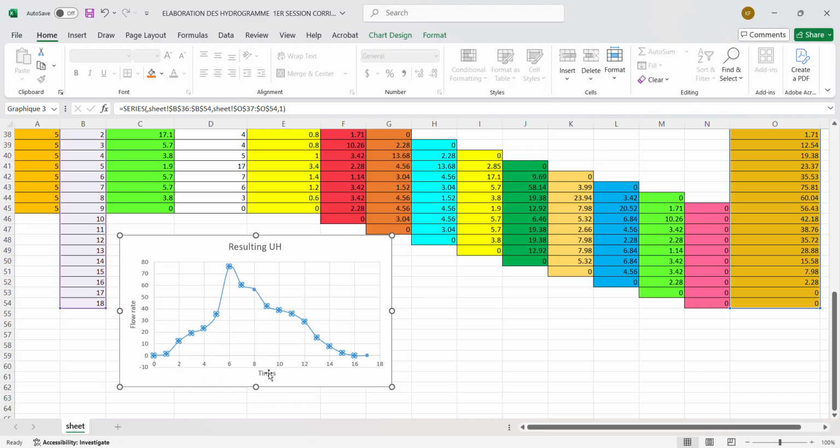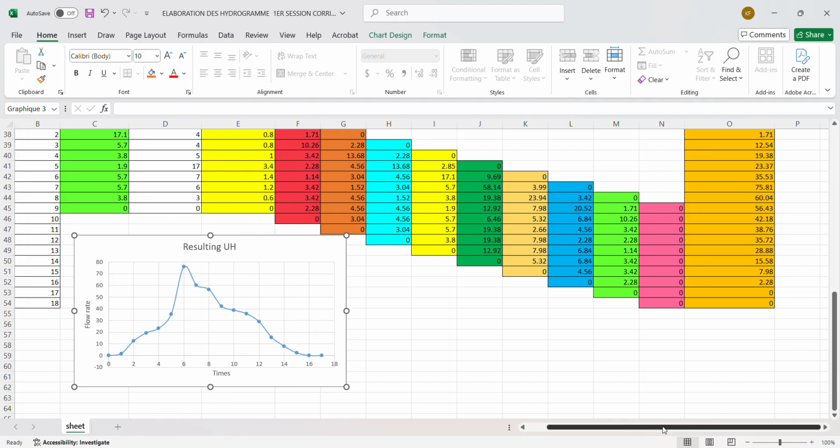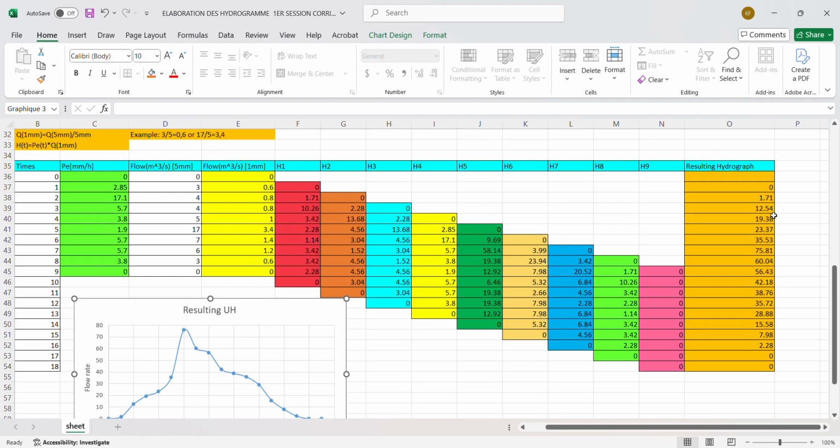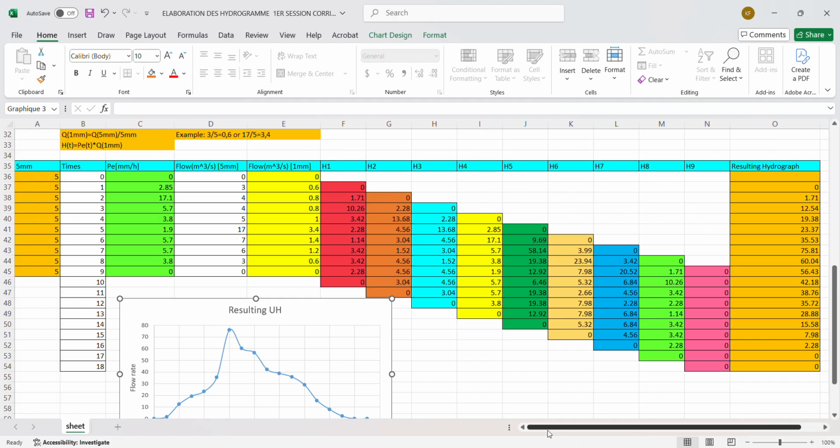Look at the axis here. In the axis, we have the time. Here we have flow. The time is here, up to 18, and here the flow rate goes up to 80. Okay, that's okay. And look at here, the peak value is like 75.881, around this.